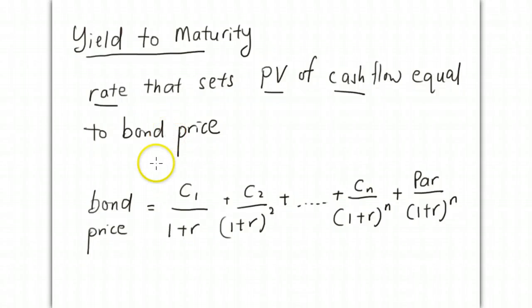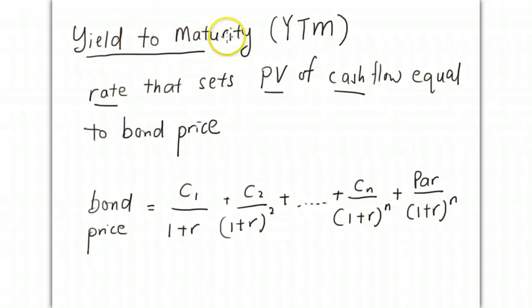Now another measure of yield, which is actually a better measure of the yield, is called the yield to maturity, or the YTM. This yield to maturity, as the name suggests, is the yield that you will get if you hold the bond to maturity. If you remember the general rule of finance, you can price any security by taking the present value of its cash flows. Hence, the yield to maturity is the rate that will set the present value of the cash flows of the bond equal to the current bond price.